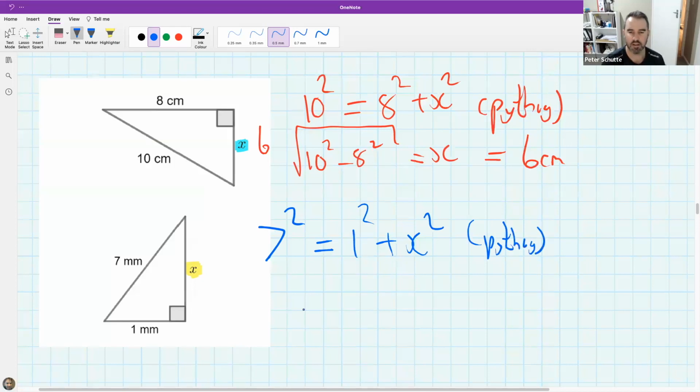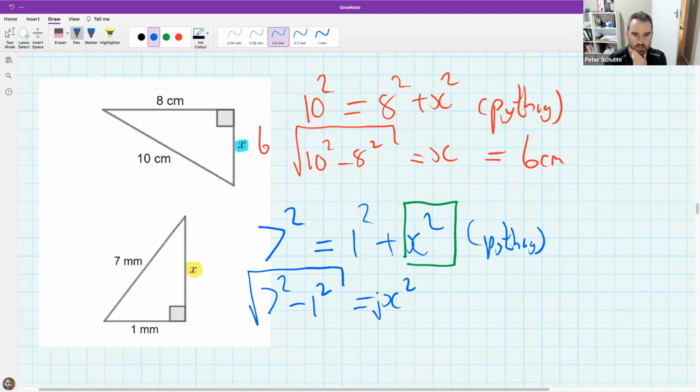by Pythag. But now the problem is we have to get this x squared by itself. Or actually, what we want is x. So we have to do some rearranging. What we do is we just bring that across. And then to get this from x squared to x, maybe I should put this step in, we can just square root both sides. And then we will get whatever the answer to this is. So 7 squared minus 1 squared.